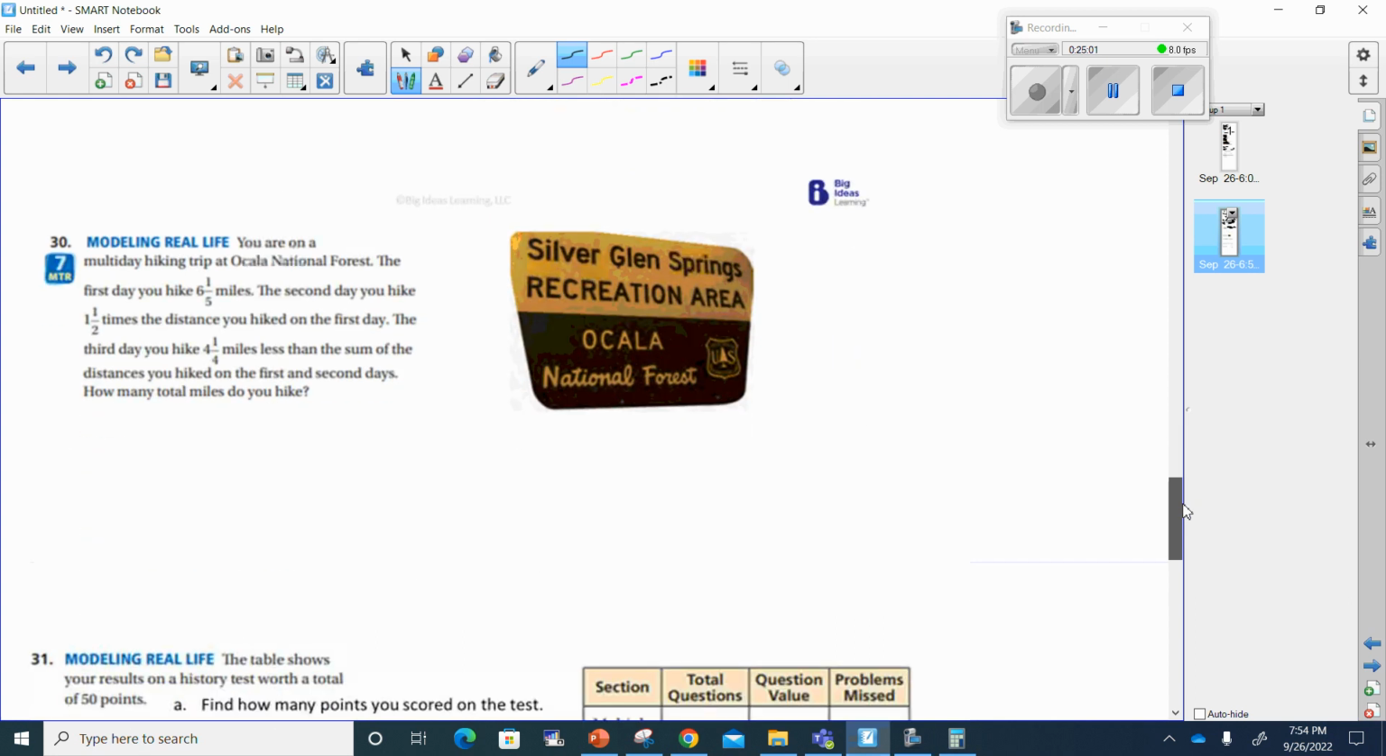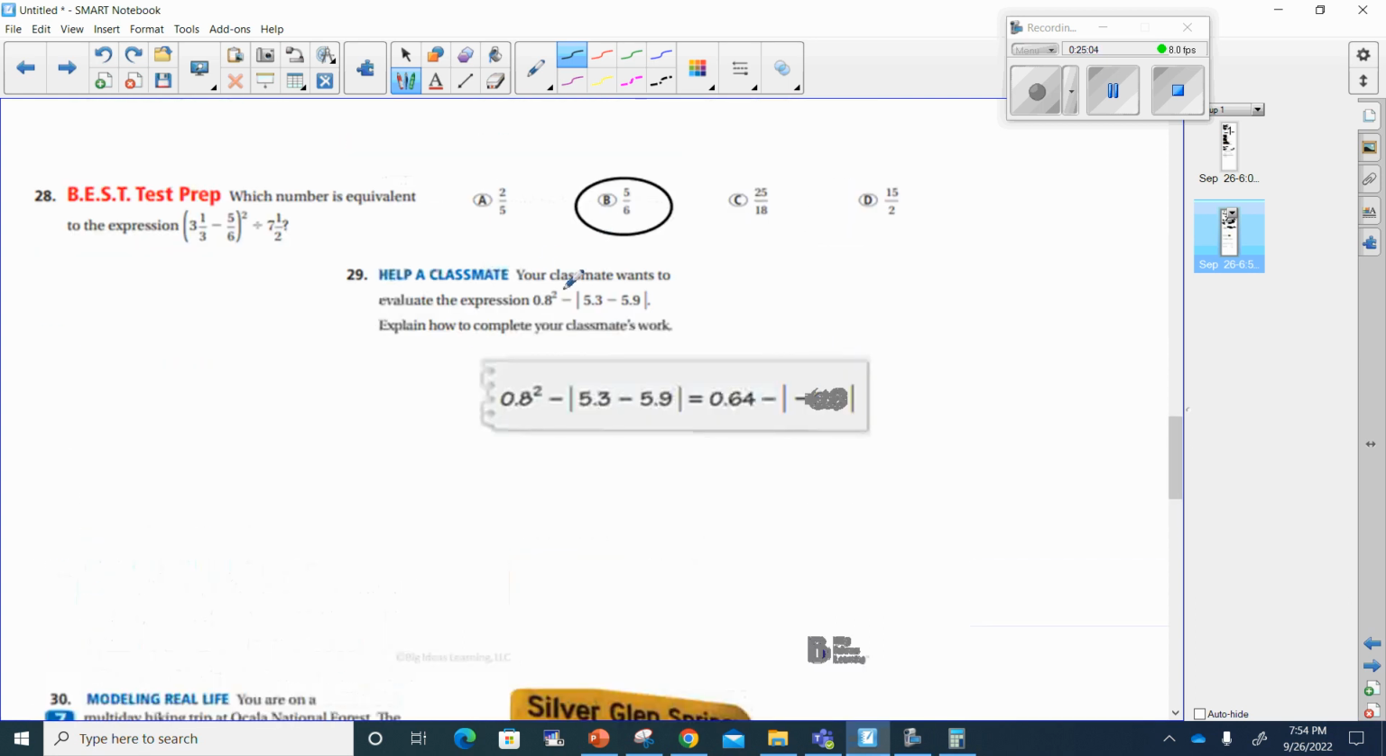That's for you to do. 29. Where's 29? Oh, 29. Your classmate wants to evaluate the expression, all right? Explain how to complete your classmate's work, all right? Classmate decided that this was equal to 0.64, and that's true because 8 times 8 is 64. That's exponents, right? And then we have to move it to, this is 0.8 times 0.8. And when it turns to 64, we're going to have to move the decimal place 1, 2. So that is 0.64. Then we're going to minus sign here.